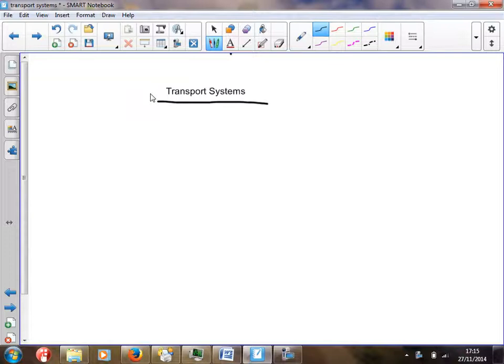going to start off by thinking about why do you need transport systems in animals and plants, which is a good place to start. I'll then look at plants quickly and get them out of the way because they're a bit boring compared to the animals. Okay, there's not a lot going on there, but there are still some important things you need to know.